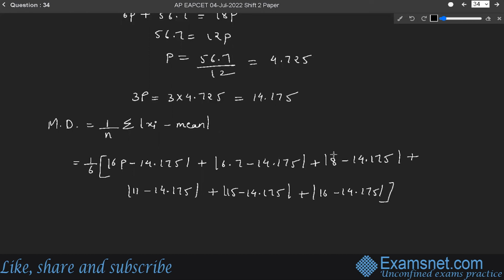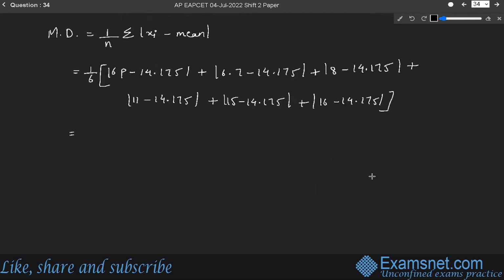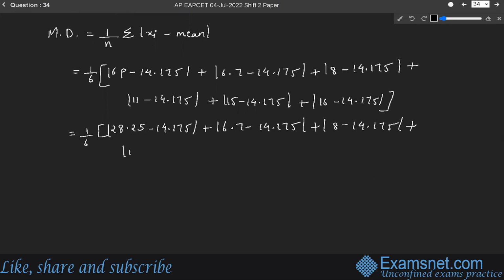On calculating all these values, it will be equal to 1 by 6 into 6p, which is 6 into 4.725, which is 28.35. 28.35 minus 14.175 plus 6.7 minus 14.175 plus 8 minus 14.175 plus 11 minus 14.175 plus 15 minus 14.175 and plus 16 minus 14.175.